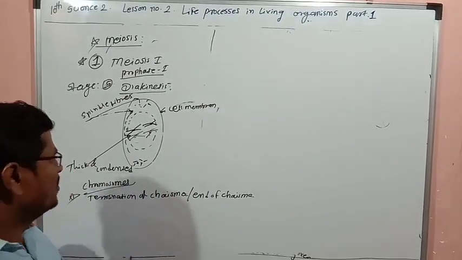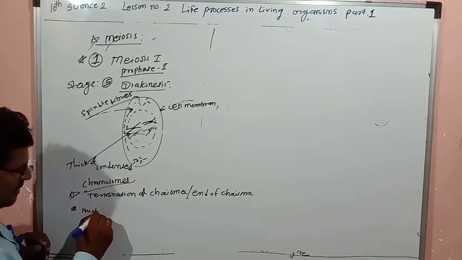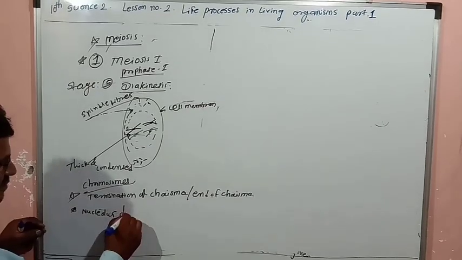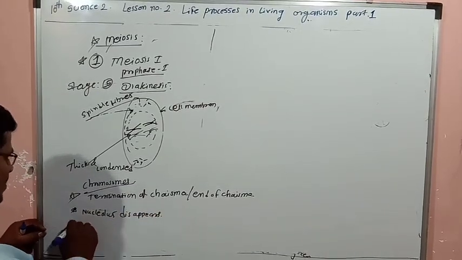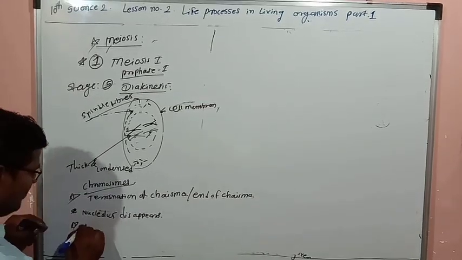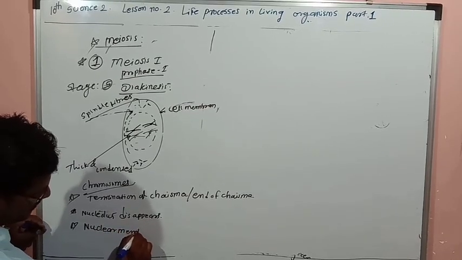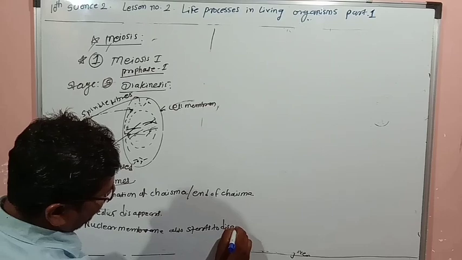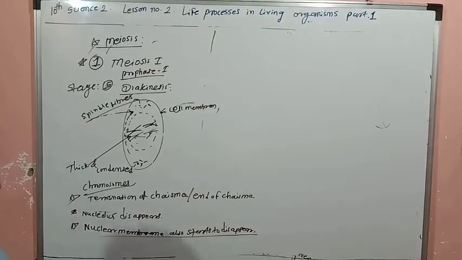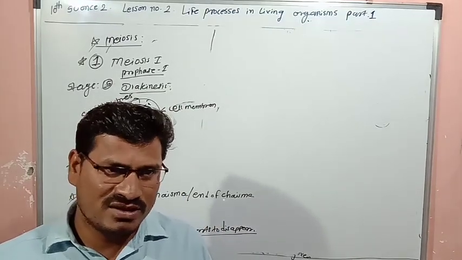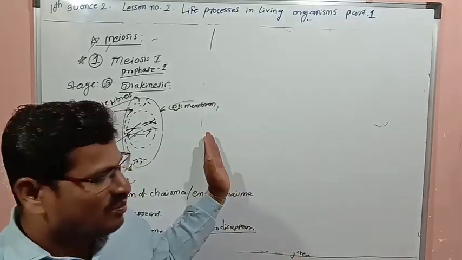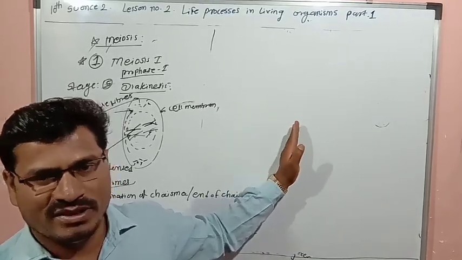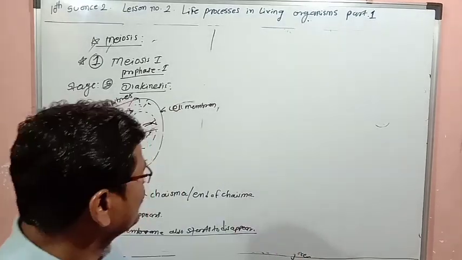Another thing is there, the nucleolus. The second thing is the nucleolus. It will disappear. The third thing is the nuclear membrane also starts to disappear. So all these stages we have studied in the prophase first of the meiosis first. Now prophase first, in that 5th stage, then metaphase first, anaphase first, telophase first, we are going to study continuously. So these stages you have studied.